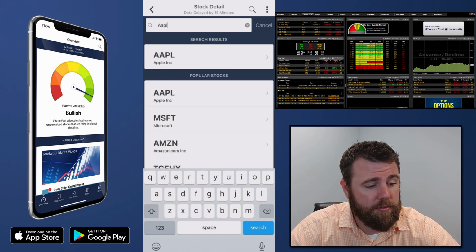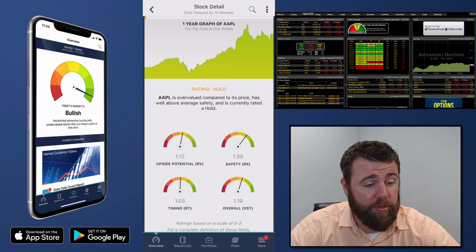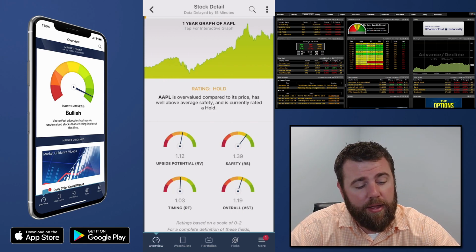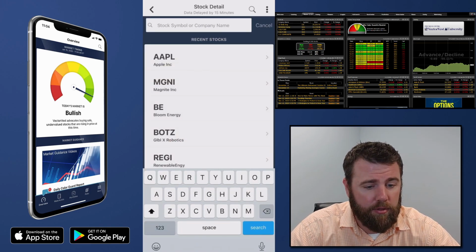Apple, good long-term potential, less risk associated with it. Timing is a little less than desirable. Overall, the stock's favorable, but if you're looking to get in, or if you're already in it, keep an eye on that timing. That timing is definitely a little bit of a cause for concern right now.